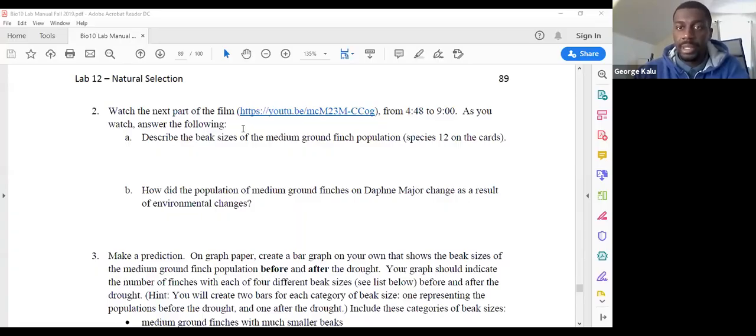So I'm going to pull up some of the questions from the lab manual. You don't need to write these ones down, but I just want to discuss this as a group. Starting with this first question. Based off of what we saw in the video, the first question asks, describe the beak sizes of the medium ground finch population. So what kind of beak sizes did we have in the population here?